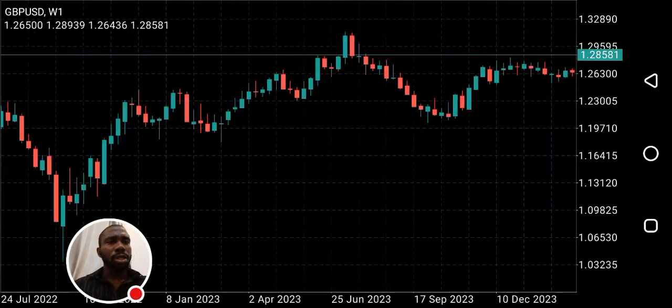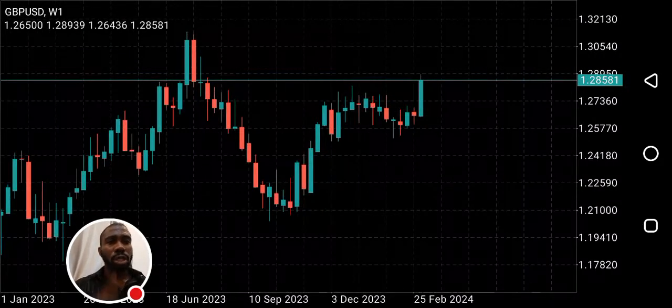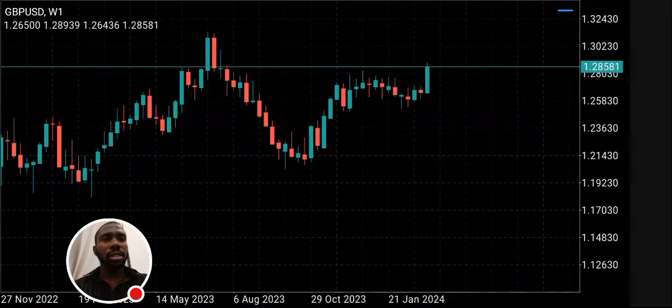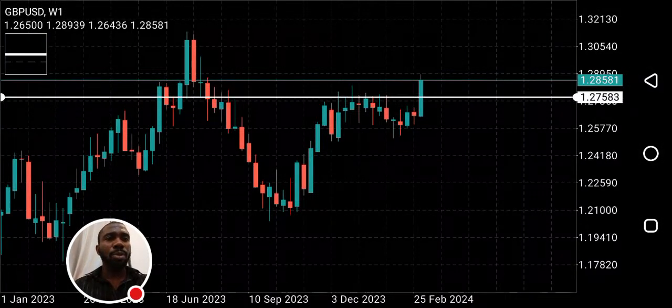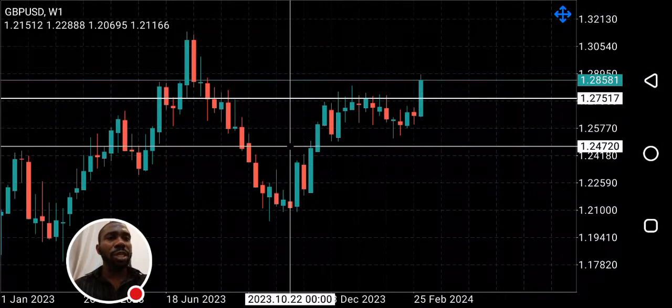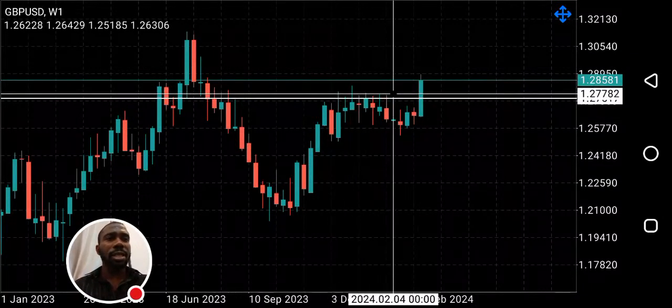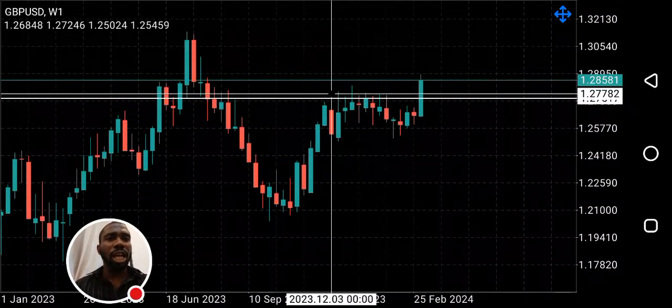So you see how last week's candle closed. It closed strongly bullish. It closed above a resistance, and I think last week's bullish move was to clear liquidity at these previous highs. I expected this move on GBP/USD last week.